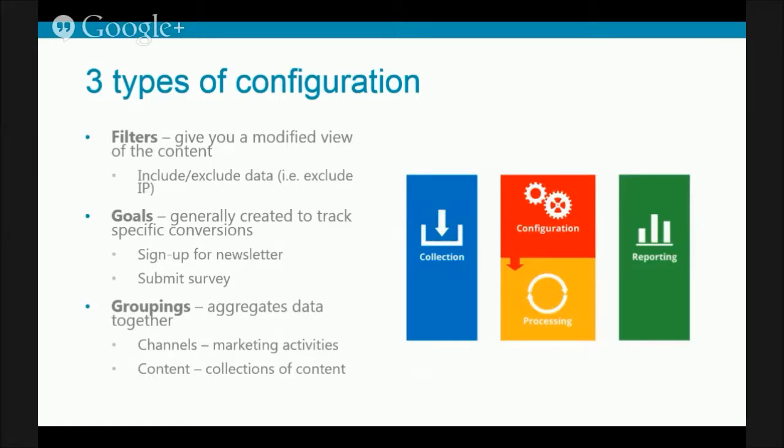So the top 3 types of configurations are filters. Those give you a modified view of your content. You can set up your analytics to exclude maybe all of your staff visits. So the IP addresses that are coming from within your organization, you can exclude those, so you're only seeing your external visitors that are coming to your site.